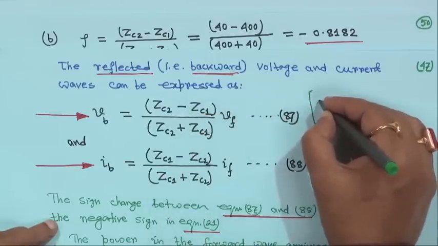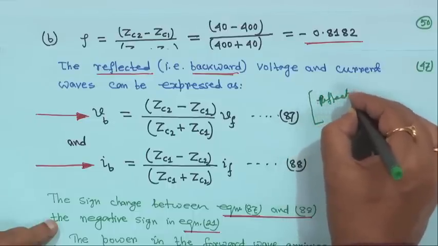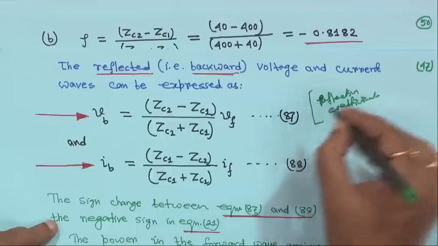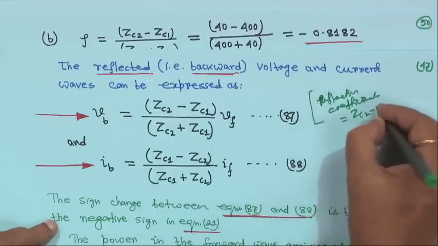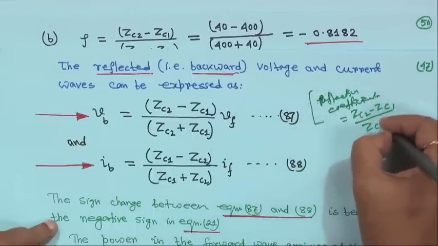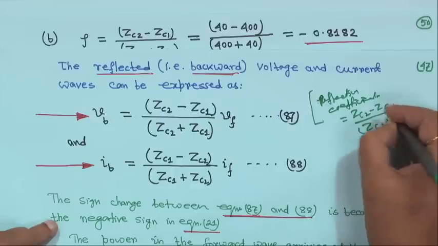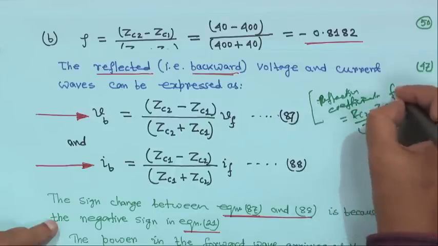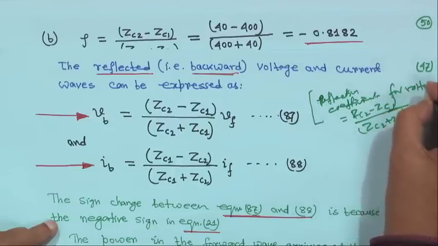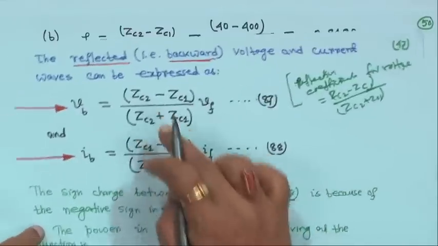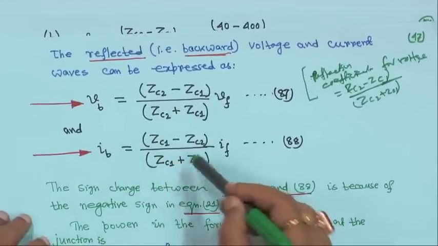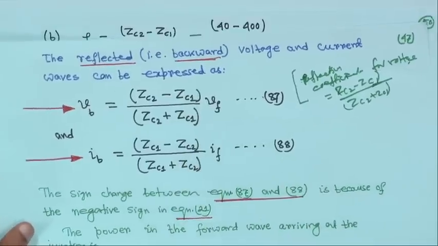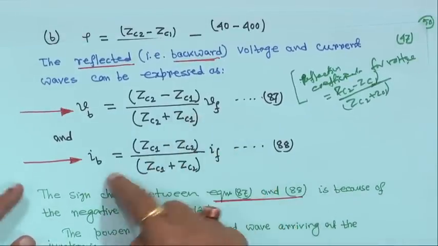You can write that your reflection coefficient is equal to ZC2 minus ZC1 divided by ZC2 plus ZC1. This is the reflection coefficient for voltage. Similarly, this is the reflection coefficient for the current. But anyway, one you calculate, and for the other one just take the minus of this.